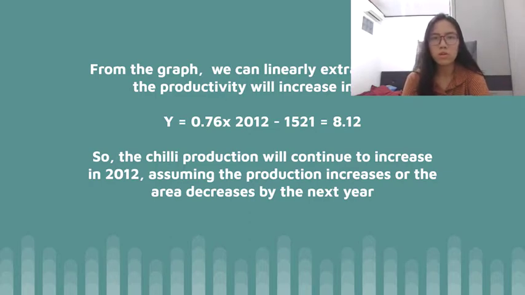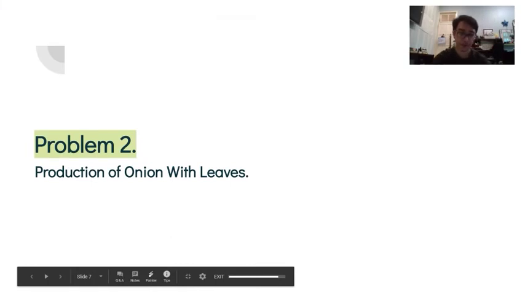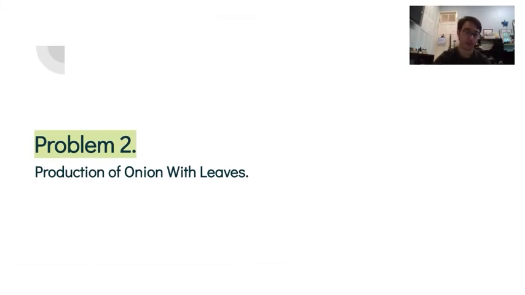From this formula, which is y equals 0.76x, with x being 2012 minus 2001, equals 8.12. So the chili production will continue to increase in 2012, assuming the area decreases by the next year. Now for problem number 2. Problem number 2 is about the production of onion leaf.